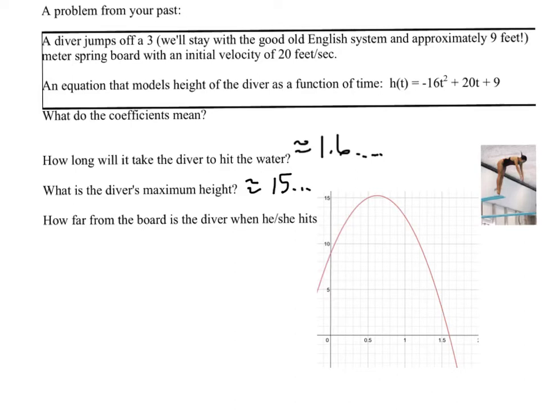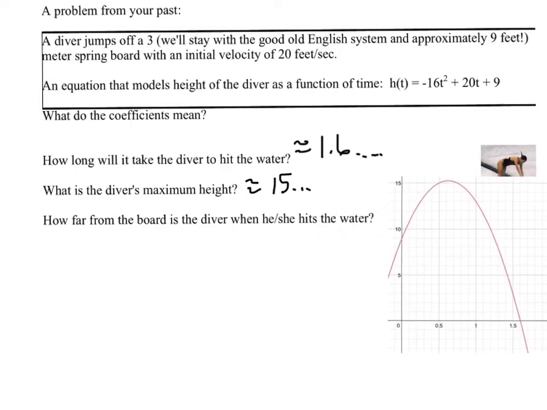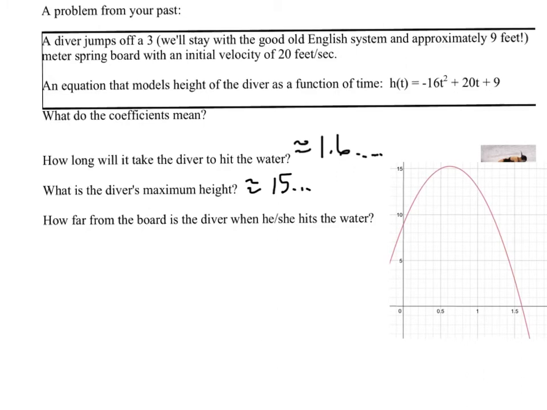Well, we don't know. This is the point of this. We don't know. A lot of people will look at this and say, well, okay, it takes off, gets up to 16 feet, comes down, and oh, it's 1.6 feet. Well, remember, this axis, the x-axis, or in our case, the t-axis, represents time. So we have no way of knowing how far from the board the diver hits.